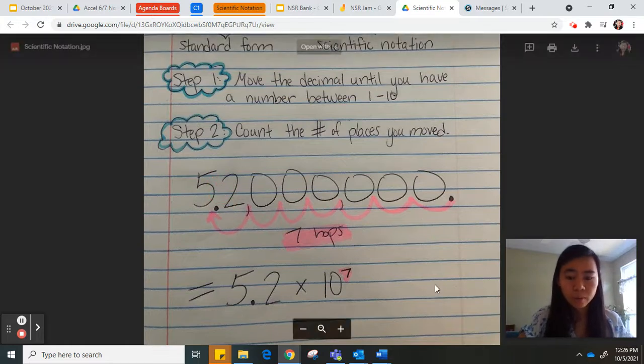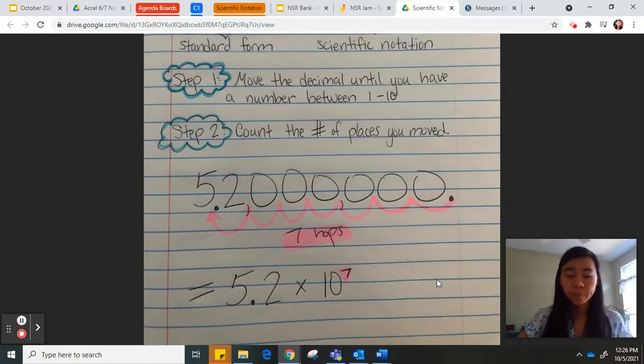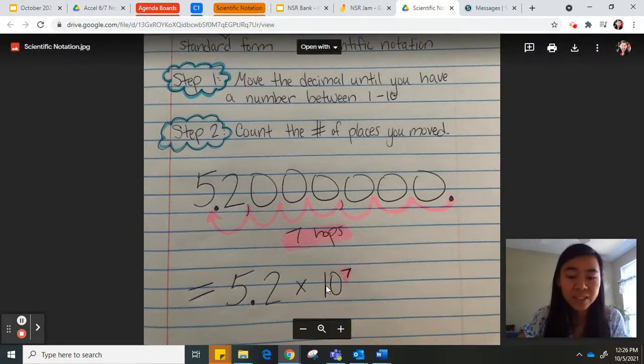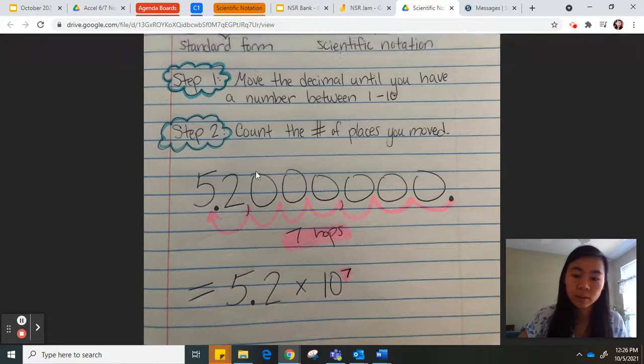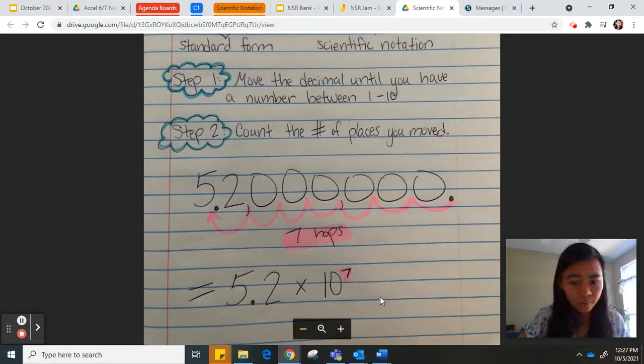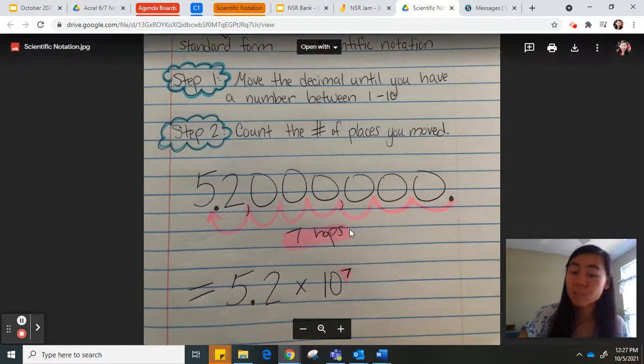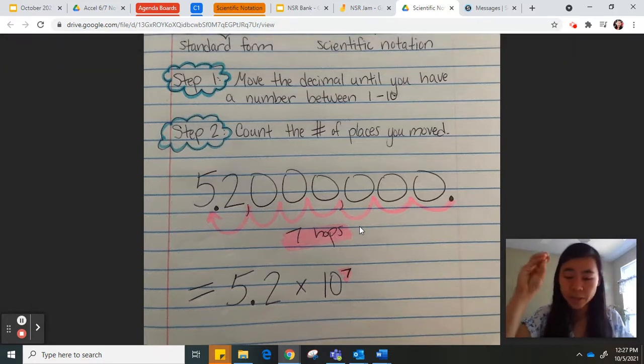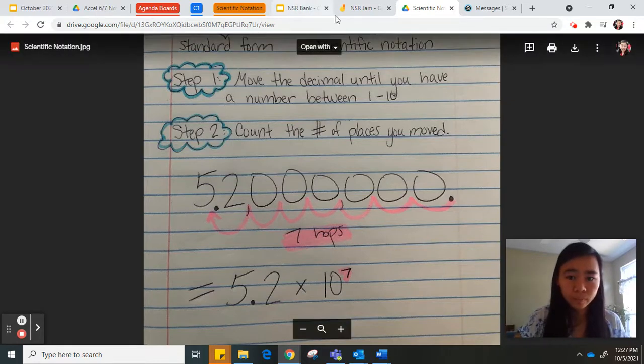So I end up in the beginning of my scientific notation written out, it is 5.2 times 10 to what exponent? How many places did I move it over? I moved this decimal place over 7 hops. So it'll be 10 to the power of 7. So these two are equivalent. This number is written in standard form and then in scientific notation. Again, this is a big number, so our exponent is positive, but we're about to do some examples where the exponent will be negative as well. But let's go ahead and get started.